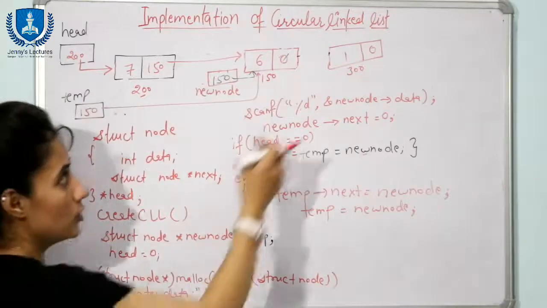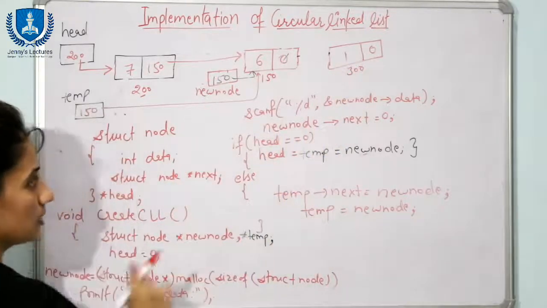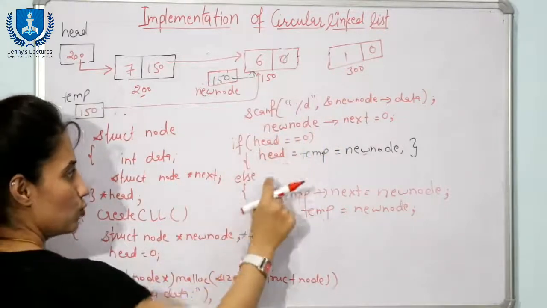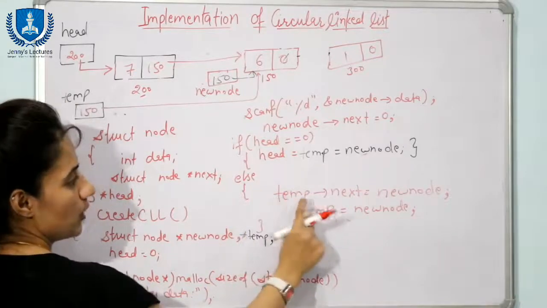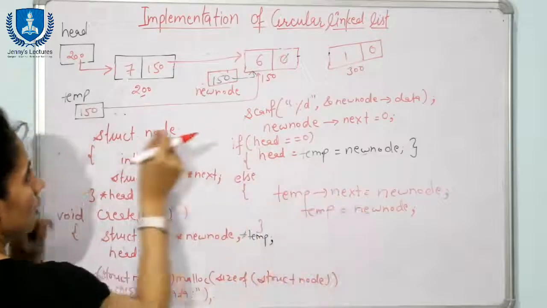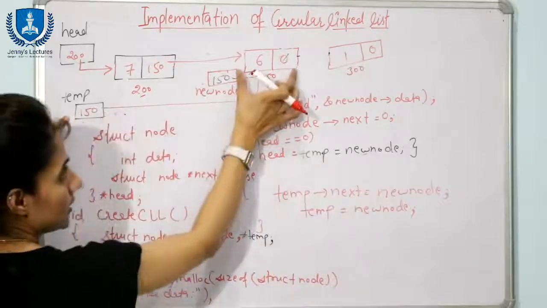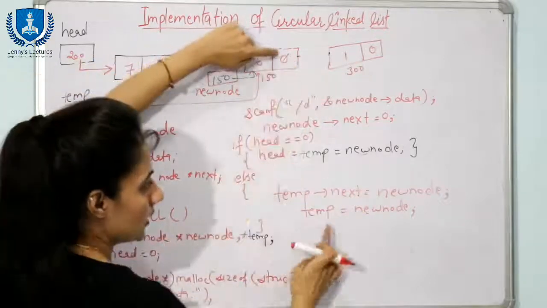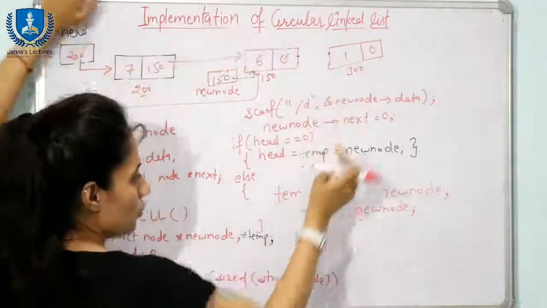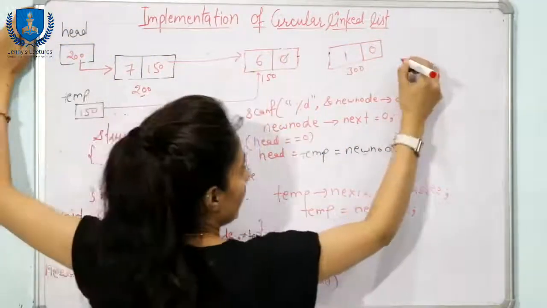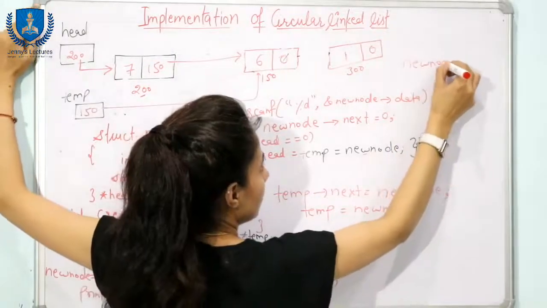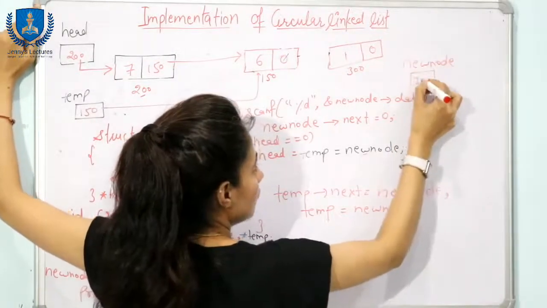Now see, if you want to insert this third node, in that case the if part is not true, so we are going to enter into the else part. In the else part, what will we do? Temp next. Using temp, which node can I access? This node. Temp next means here I will insert new node. So after creating this node, now in new node I have the address of this node, right? That is 300.